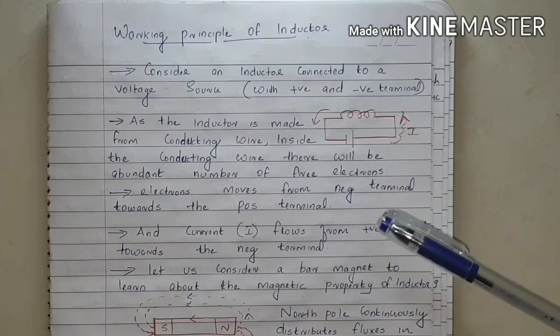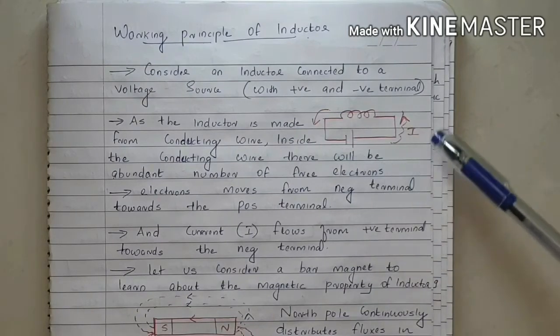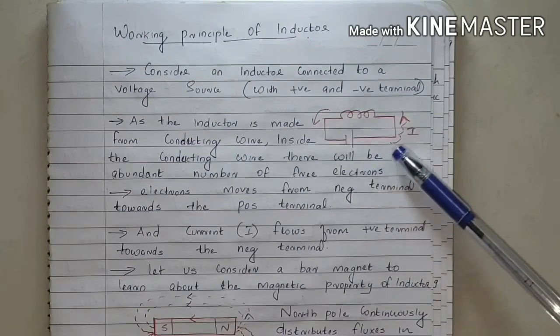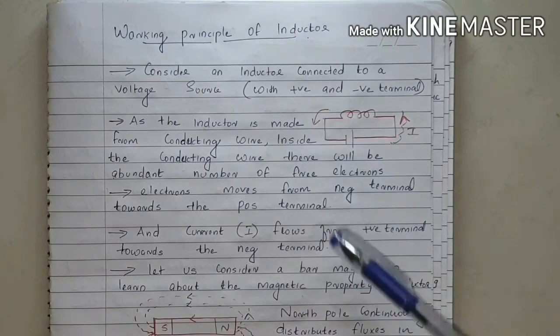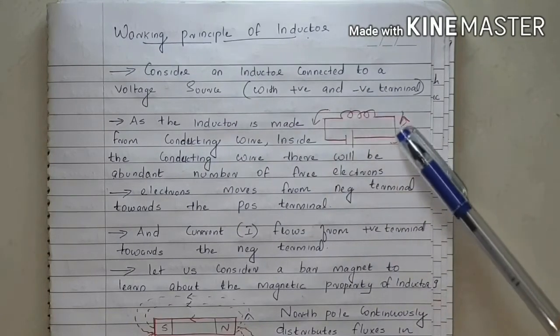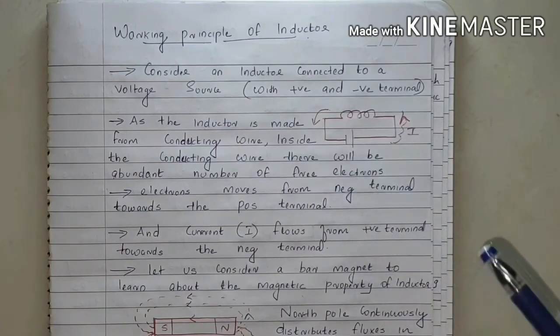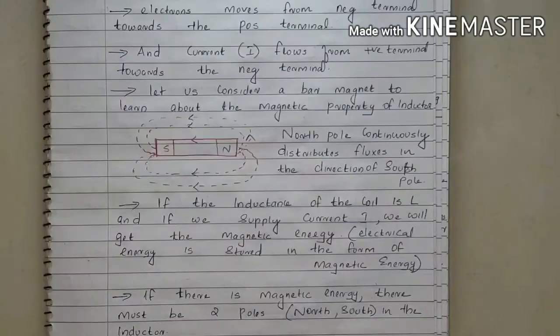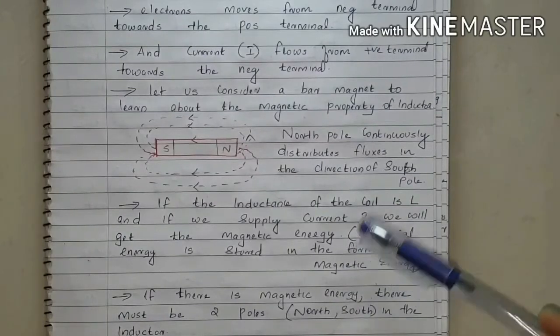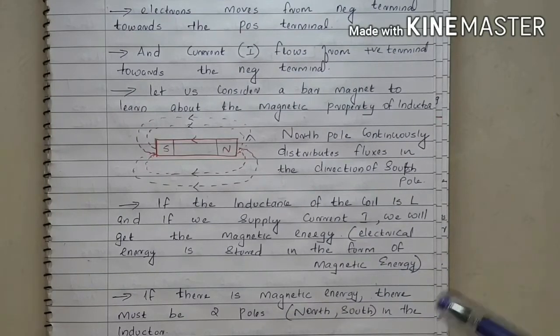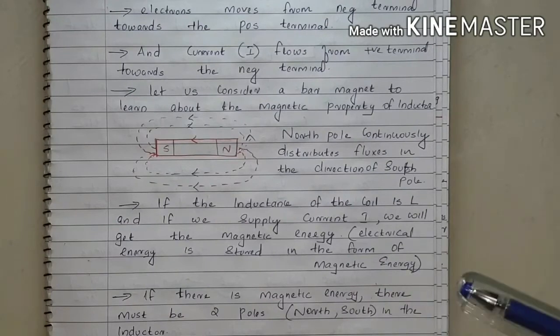And thus, the current flows exactly opposite to the electron flow direction, that is from positive terminal towards the negative terminal. Electrons move or get attracted towards this positive terminal. So, current flows from this positive terminal towards the negative terminal. So, if there is supply of current in the inductor, we will get the magnetic energy stored in the inductor. Electrical energy is stored in the form of magnetic energy.